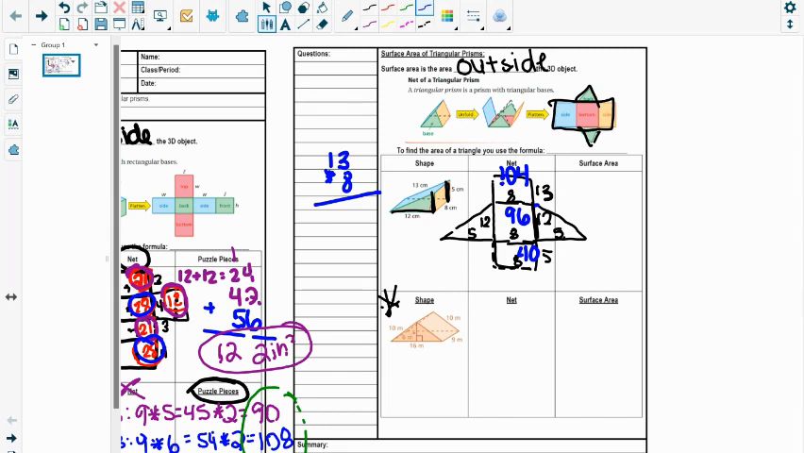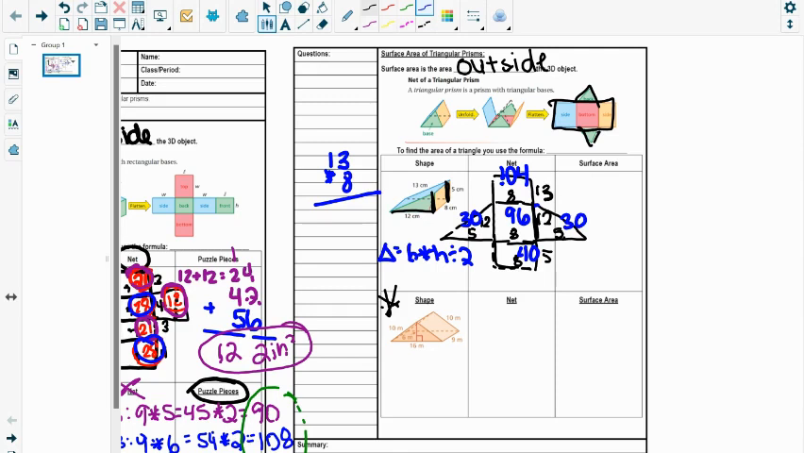Now we've got our two triangles, remembering that when we do the area of a triangle, it's base times height, and then divided by 2. So I've got 12 times 5 is 60. 60 divided by 2 would be 30. Same thing over here. 12 times 5 is 60. 60 divided by 2 would be 30.